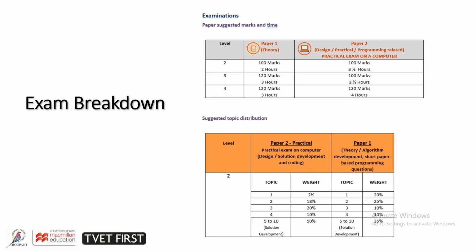In terms of the topic distributions as well, this is also in your documents. So paper 1, the weightings are shown from the different topics. That gives you an idea as to what to expect in the question paper. The same for the practical as well.